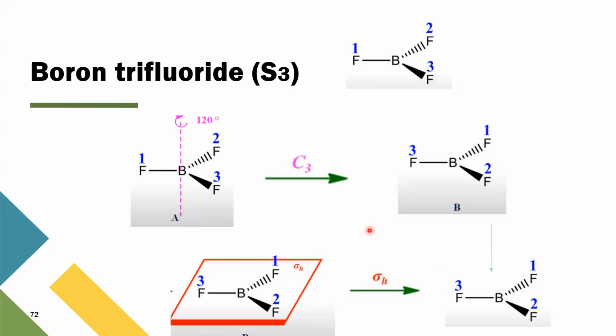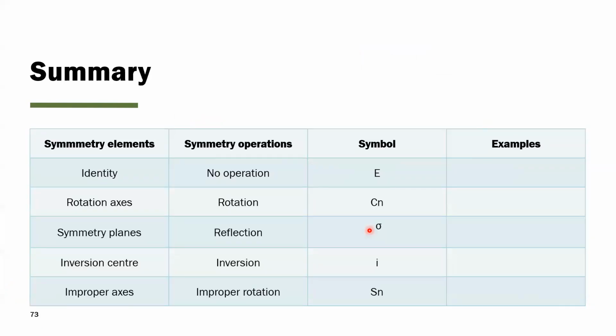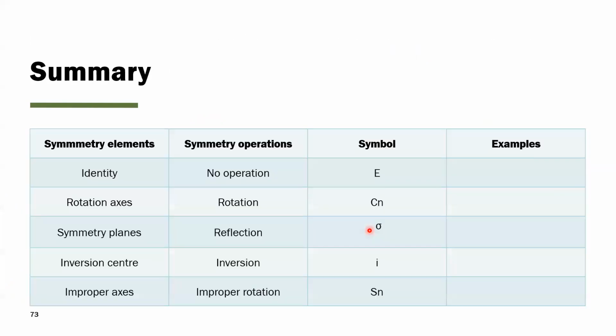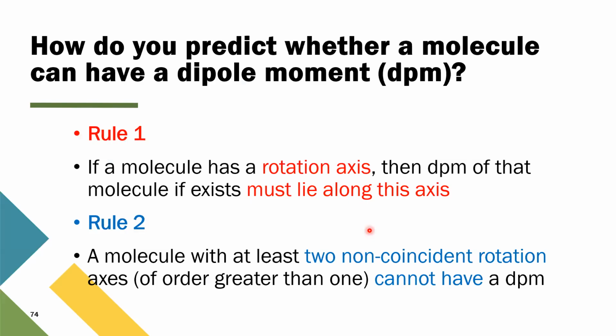Okay. Right. This is a summary. Then we'll come to the last section. I just took one part of it only because the other part I could not find the figure. So go home and read that one. How do you predict whether a molecule can have a dipole moment? In your book, the last section gives the applications and that gives you how to predict that.